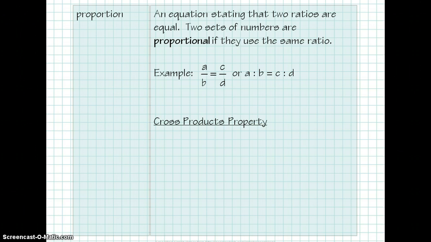Now, how to solve these things is we use what's called the cross products property, which says that if I have a proportion, and so again, if a over b is equal to c over d, and b and d do not equal 0 because we can't divide by 0, then I can multiply a times d, and that's equal to c times b. So I write it out that way, and then I can solve for my answer.